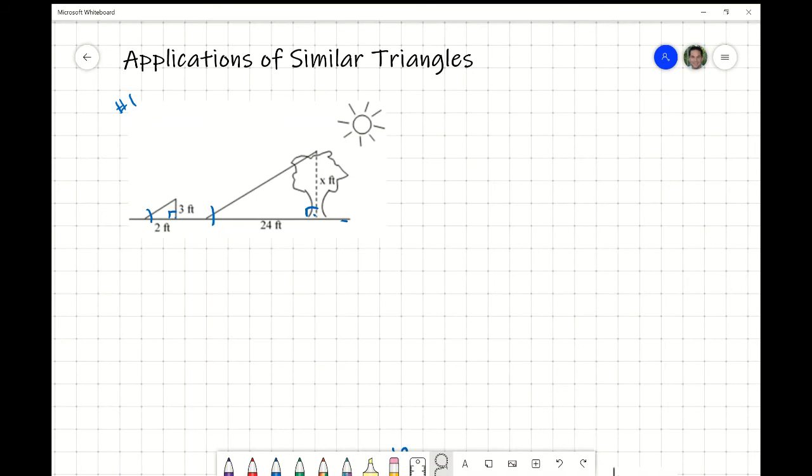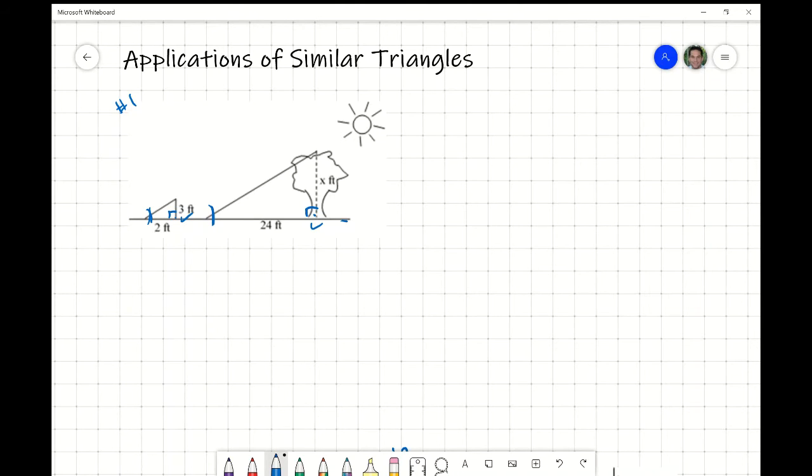Let's go through two examples of using similar triangles to find missing sides of real-world applications. So in this example here, it looks like we've got a small triangle and a big triangle. We know that they're similar because this right angle here is equal to that right angle right there, it's congruent. We've got this angle marked congruent there as well.